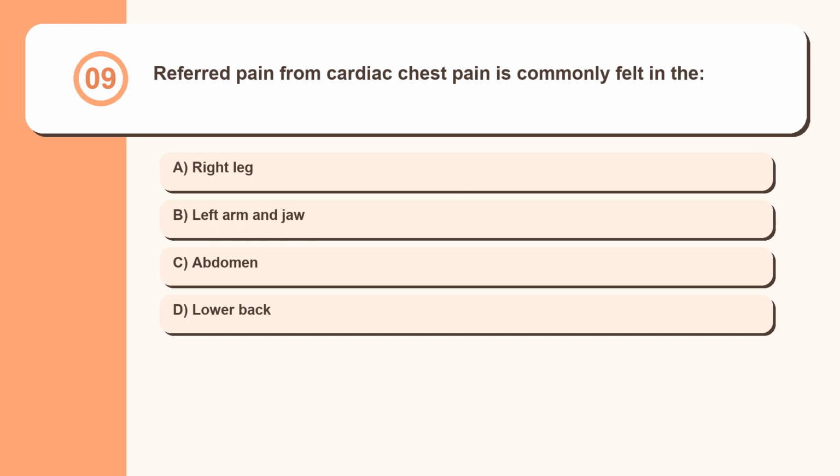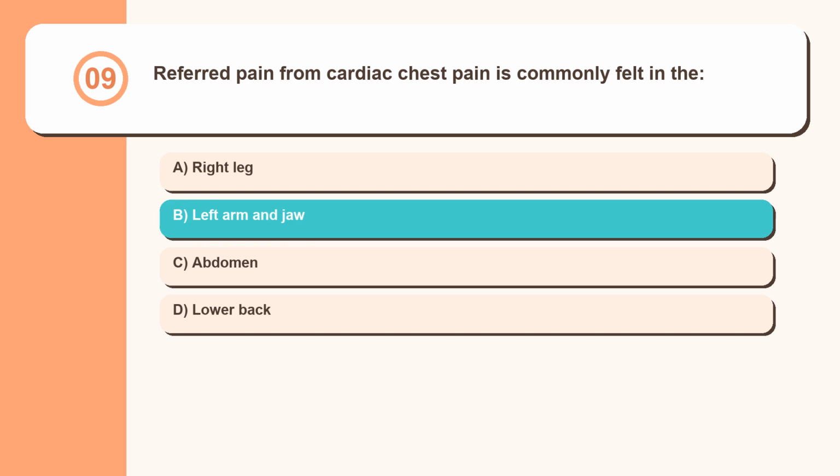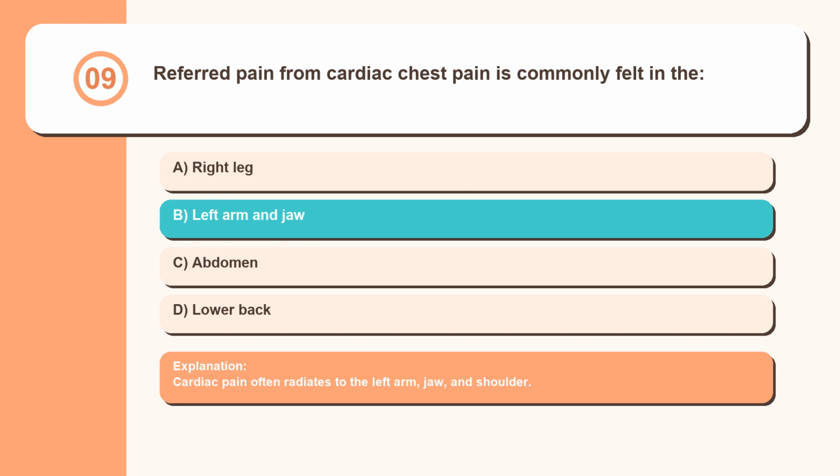Question 9. Referred pain from cardiac chest pain is commonly felt in the right leg, left arm and jaw, abdomen, lower back. Cardiac pain often radiates to the left arm, jaw, and shoulder.